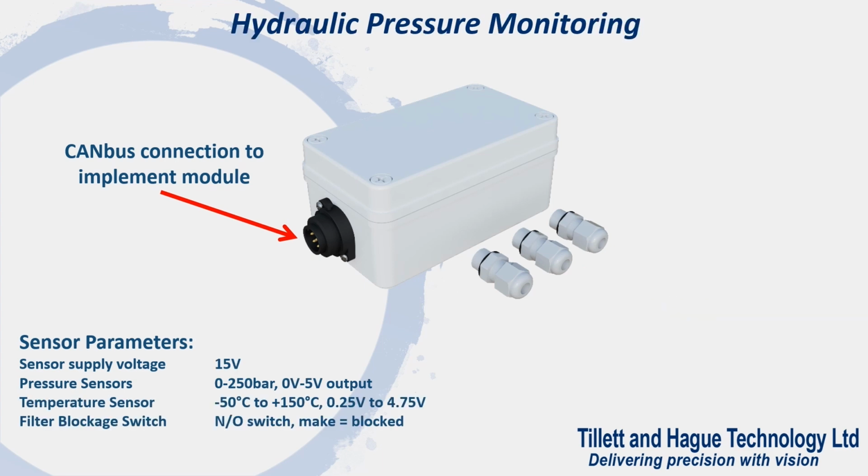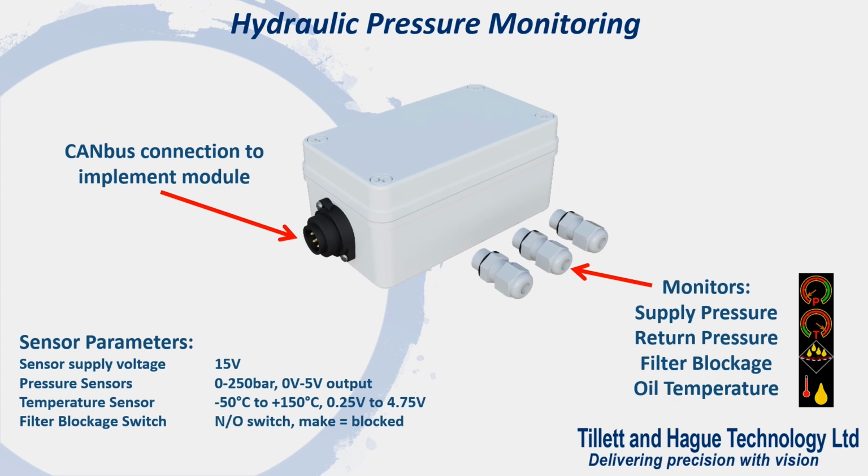The hydraulic pressure monitoring module is essentially the same unit as the spray monitoring module. The main differences relate to the sensors which are selected for higher hydraulic pressures and include a temperature sensor input. It is also automatically recognised by our software and offers appropriate information displays and warnings. These include supply pressure, return pressure, oil temperature and oil filter blockage.